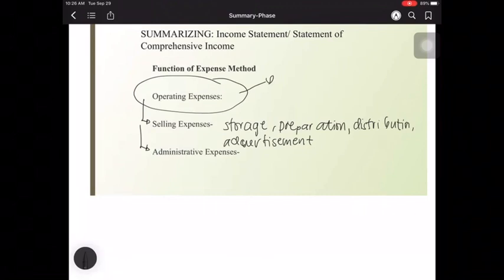So the easier way for you to classify whether an expense is a selling expense or an administrative expense is to determine whether such an expense may be directly attributed to the storage, the preparation, the distribution or the advertisement of the products that the business is selling to its customers. Because if the answer is yes, then this type of expense is part of your selling expense. If the answer is no, meaning they are not directly attributed to the things we listed here, then they are part of your administrative expenses. So do not forget that one, because if in the problems later on you would be required to prepare an income statement using the function of expense, then you should know how to reclassify the expenses and determine whether they are part of your selling expenses or your administrative expenses.